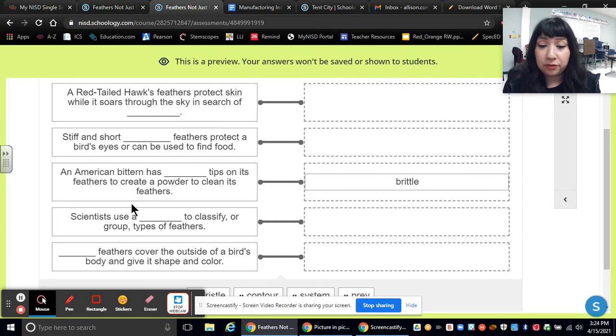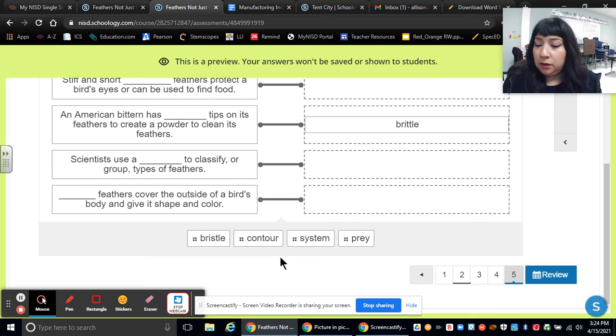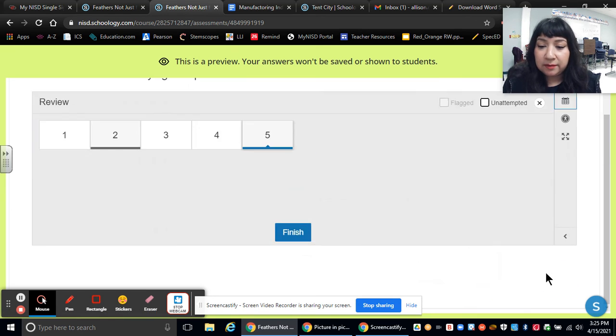I'm going to go ahead and read through these. A red-tailed hawk's feathers protect skin while it soars the sky in search of blank. Stiff and short blank feathers protect a bird's eyes or can be used to find food. Scientists use a blank to classify or group types of feathers. Blank feathers cover the outside of a bird's body and give it shape and color. Once you do that, you will submit. You'll be good to go.